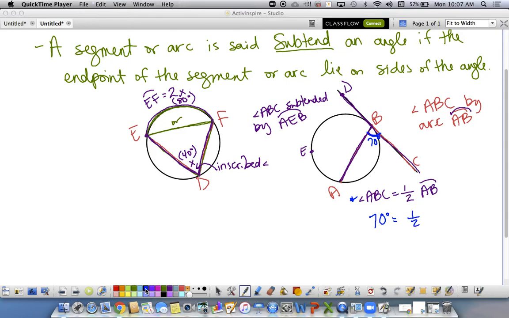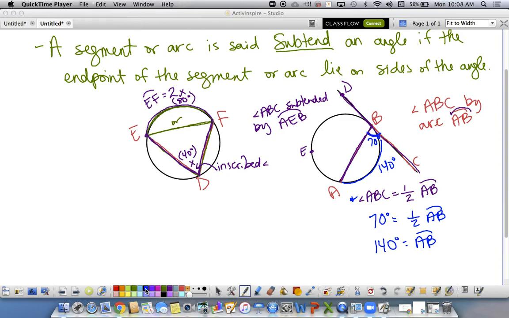Well, it equals half the measure of arc AB. Well, how do I solve for the measure of arc AB? I multiply both sides by 2. So arc AB out here would be 140 degrees. Okay? From all of that, could I find the measure of angle ABD?